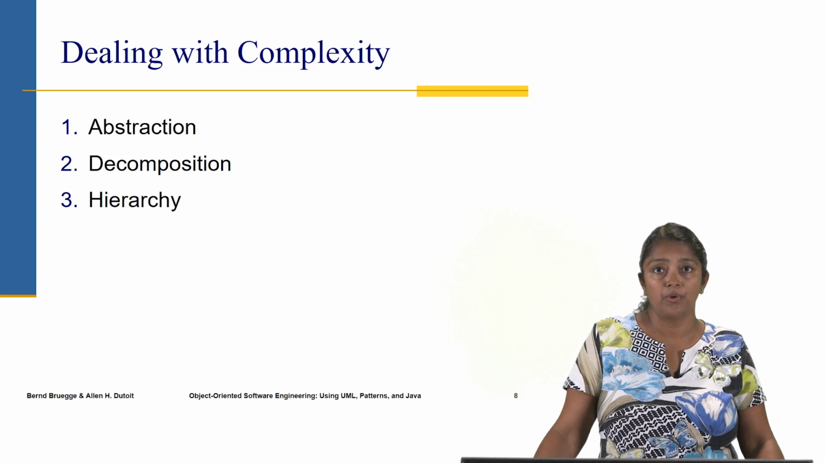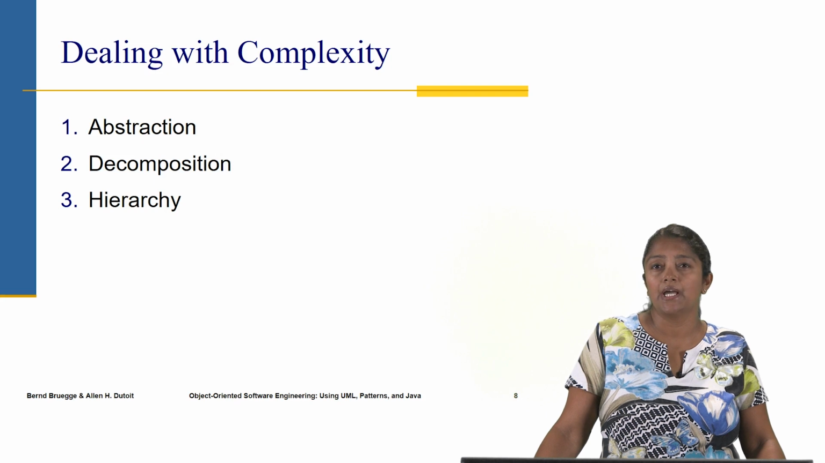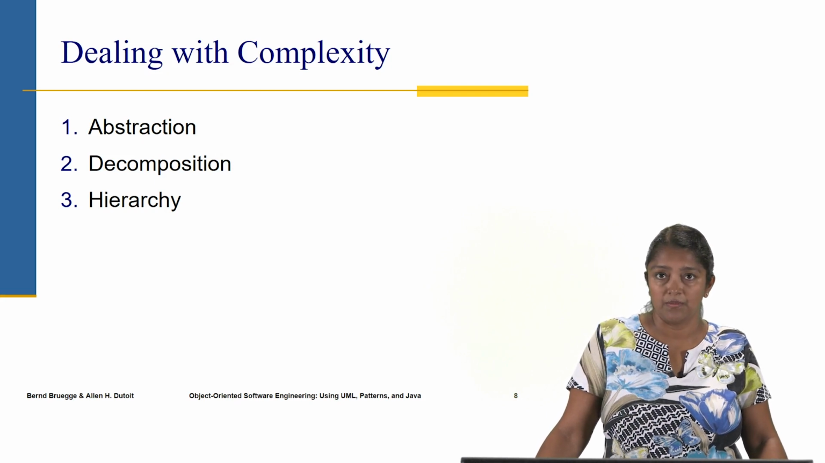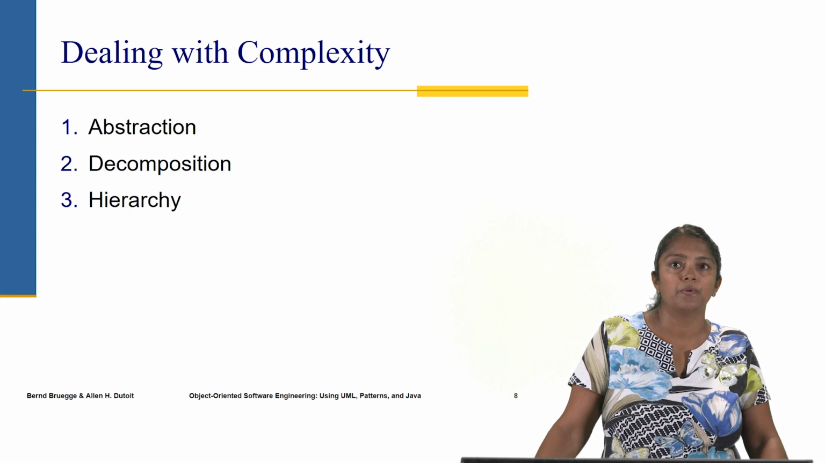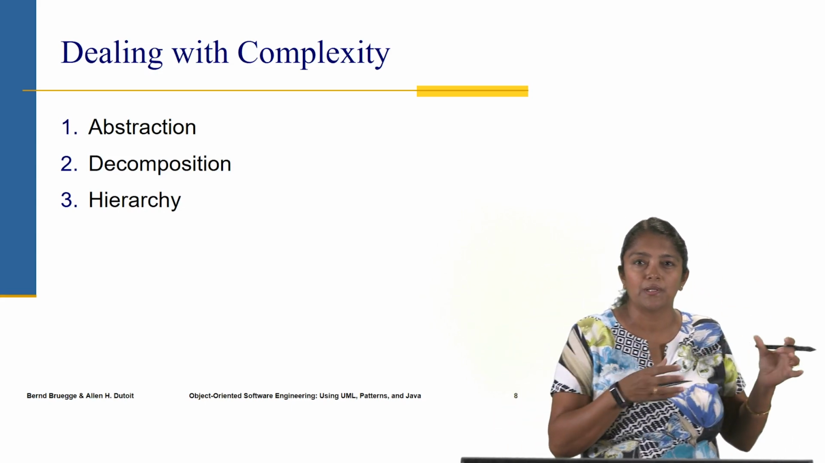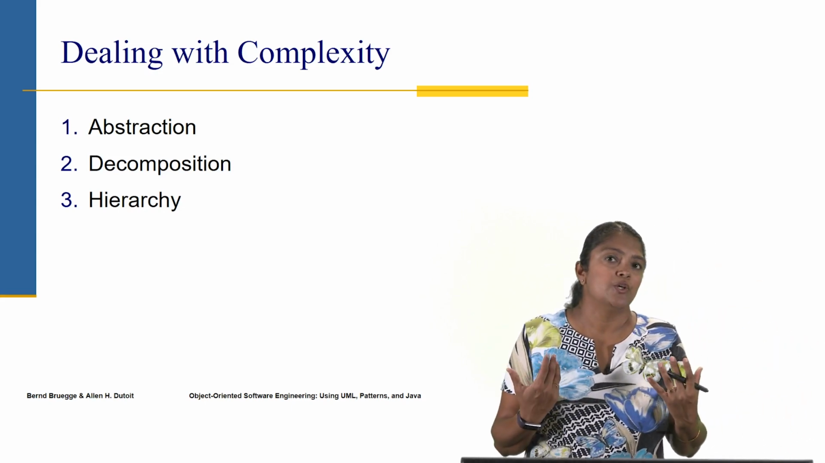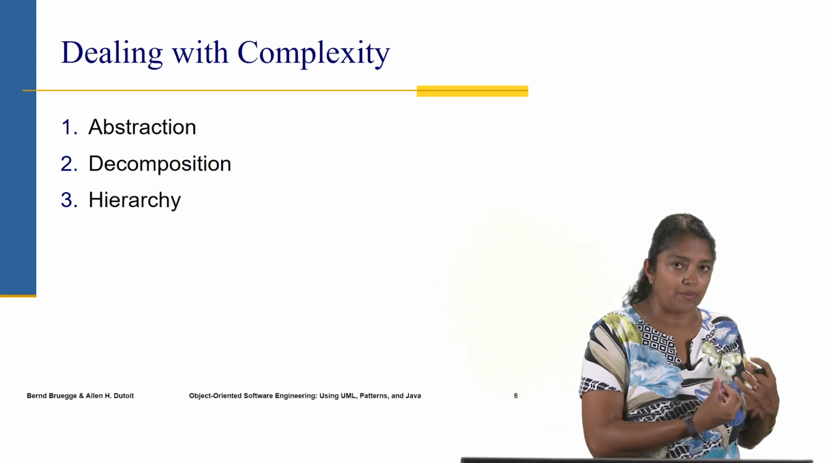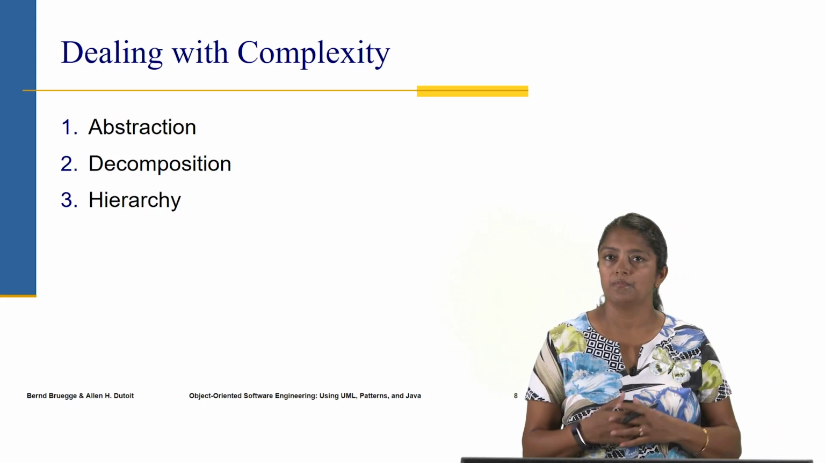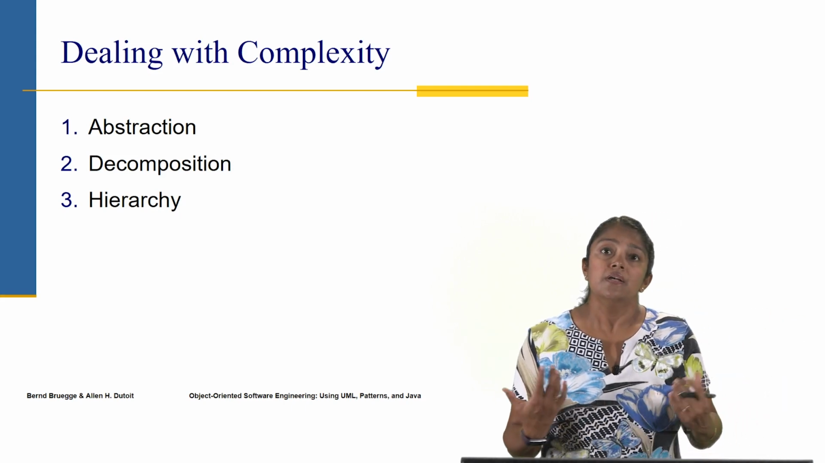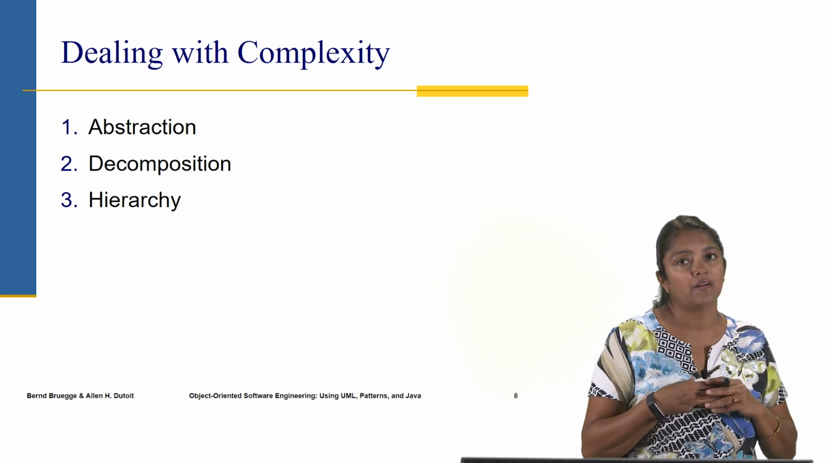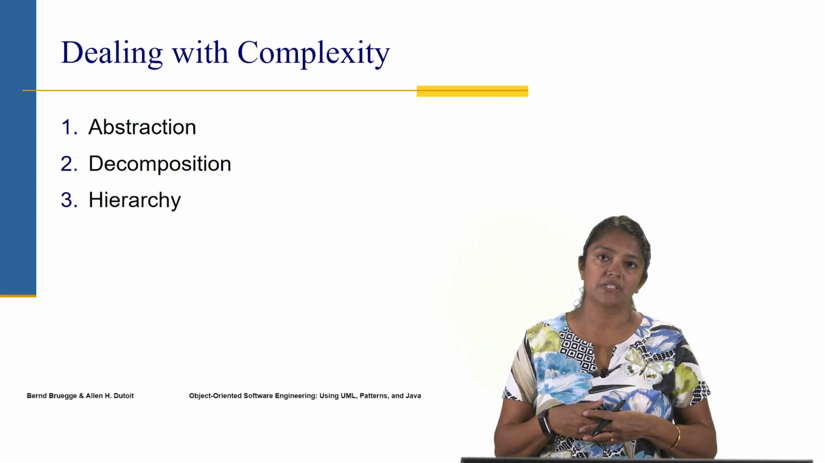So basically we want to, at a very high level, abstract out the key ideas of what needs to be built. The second one is decomposition. So basically break up, divide and conquer. We want to break up this huge complex system into smaller pieces, because as humans, we're able to deal better with smaller problems. And then hierarchy, basically organizing the smaller pieces that we've obtained into some kind of a hierarchy. So abstraction, decomposition, and hierarchy are three ways in which we deal with this complexity.